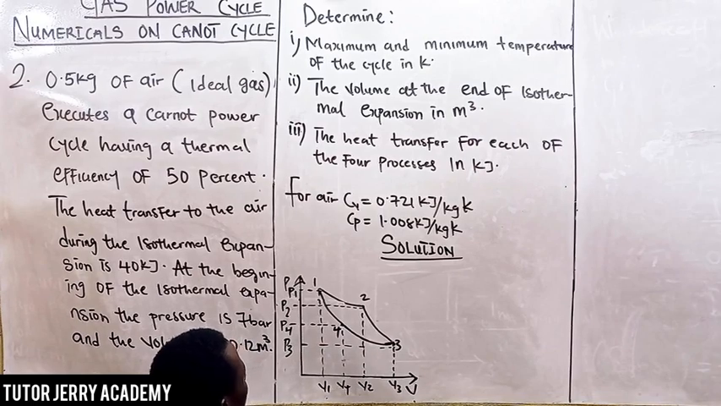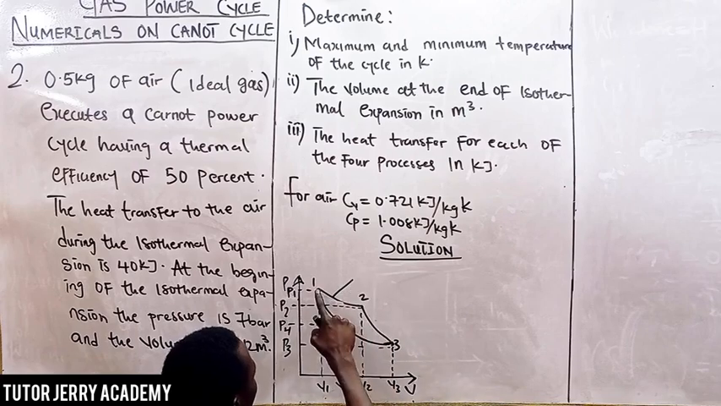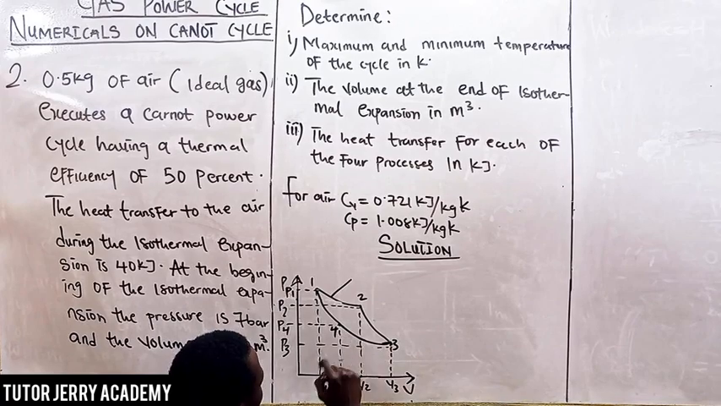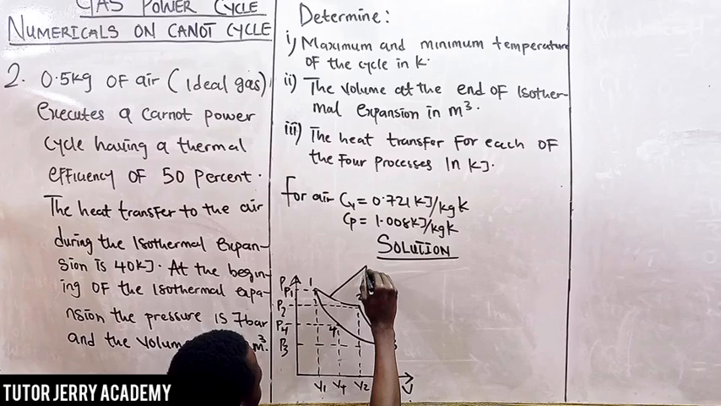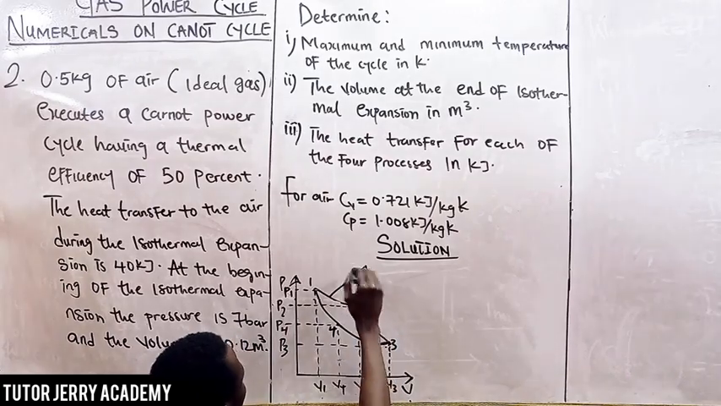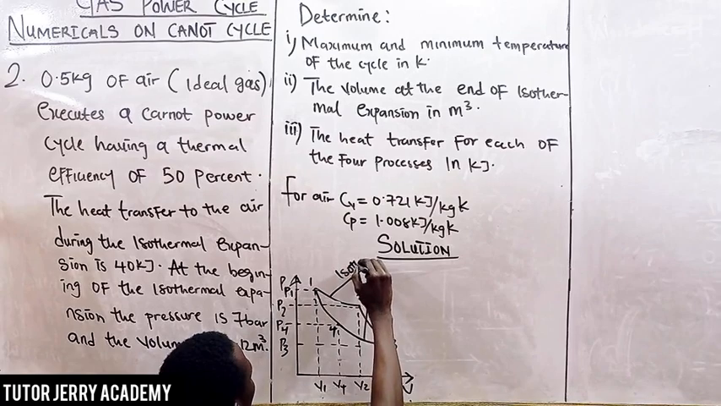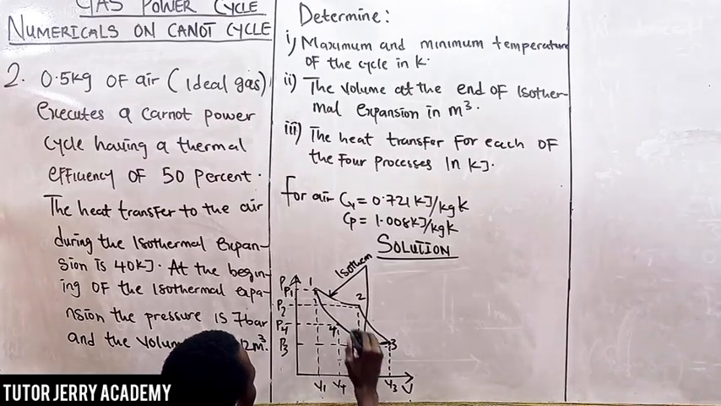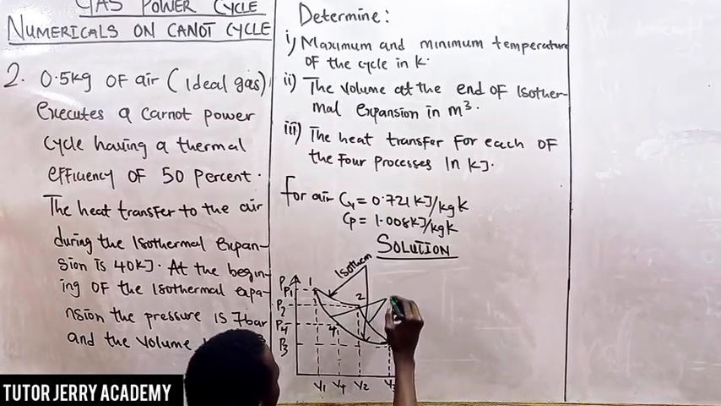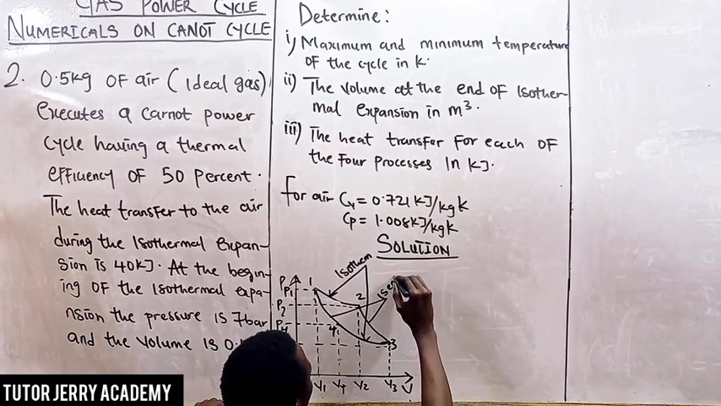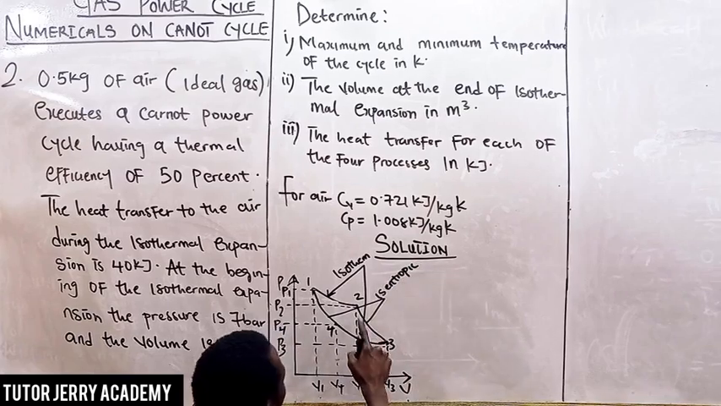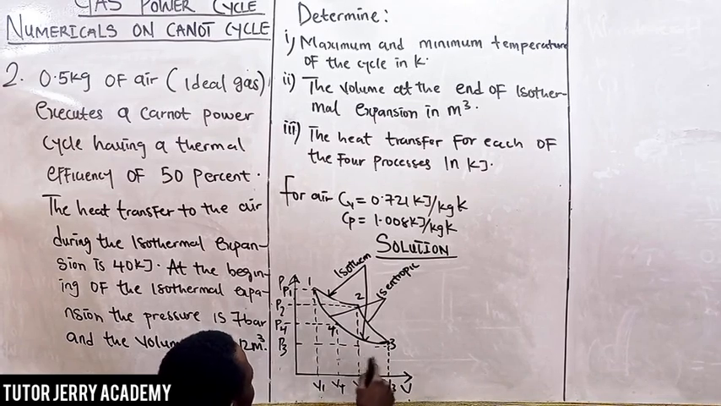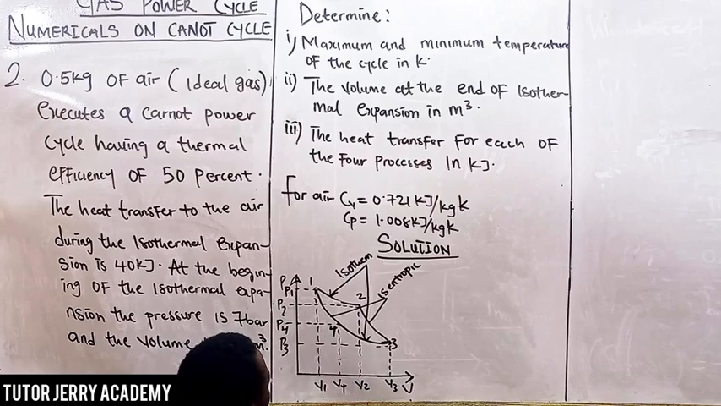Now, do not forget that from this stage to this stage, it has constant temperature. From here to here, it also has constant temperature. So I can represent that. Of course, I can put isotherm. And for this stage and this stage, I have isentropic processes. From here to here, it's nothing but isentropic expansion, and here to here is isentropic compression.